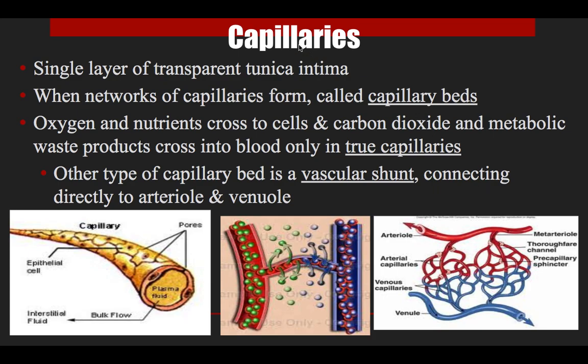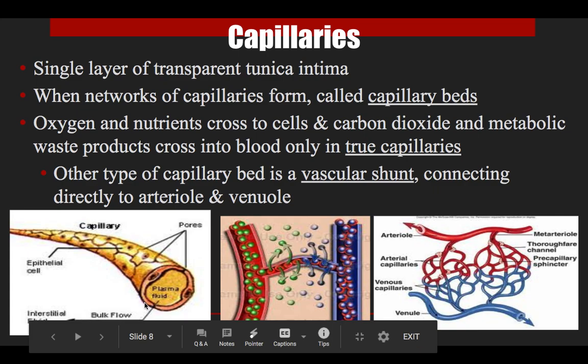So as the blood flows through the arteries, eventually it goes through arterioles and later it goes into capillaries. And the capillary is, once again, just a single layer of transparent tunica intima. So it's just this single layer of cells. Here's a cell right here. You can see that it's flat and thin. And then there's a blood vessel right there.